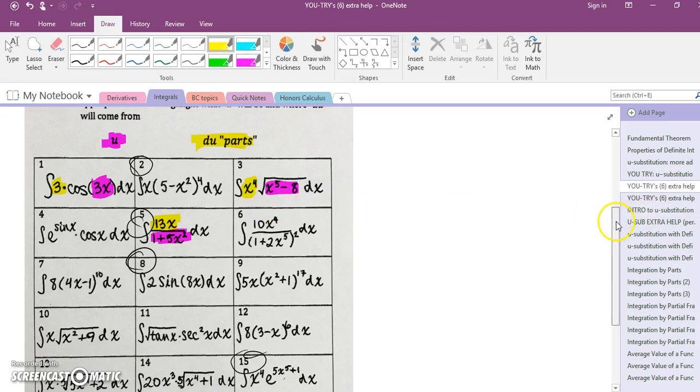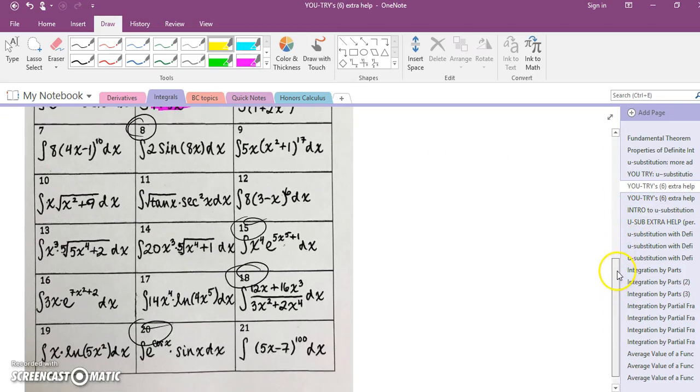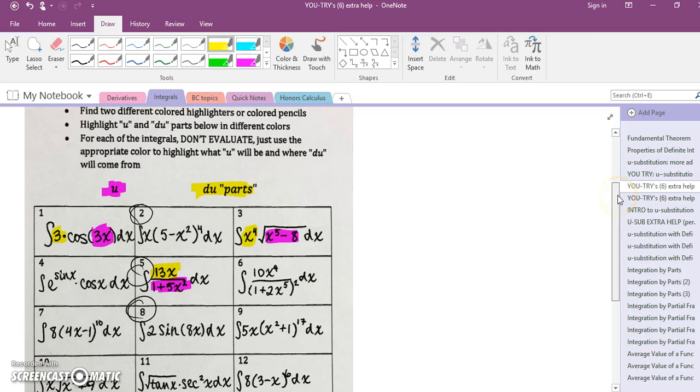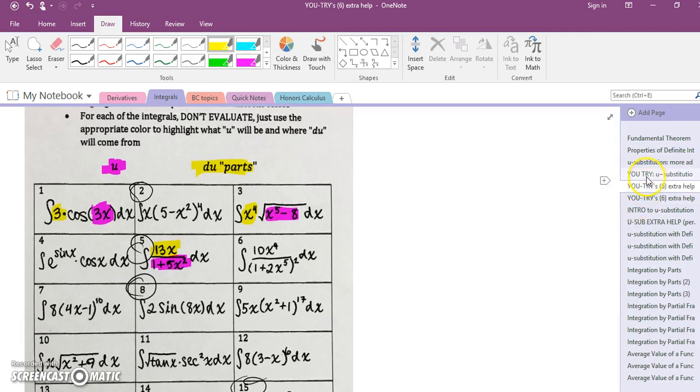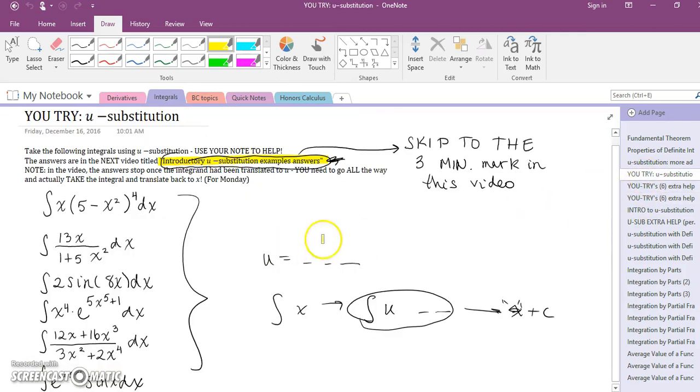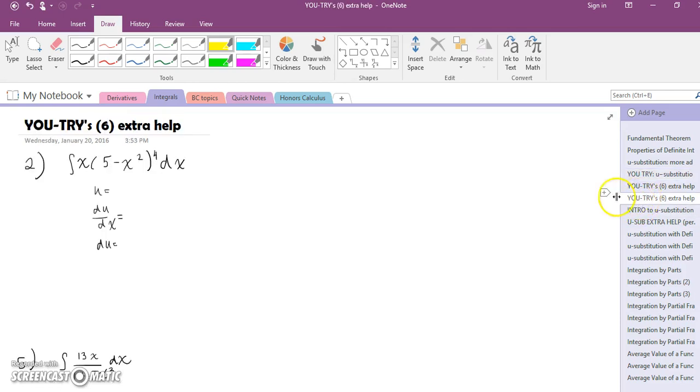So continue highlighting here, and when you're done with that, I want you to go to your notebook where you wrote down the 6 U tries, which were at the end of this video here. And I'm going to get you started on just a couple of them. And then hopefully you will feel confident enough to finish them off.